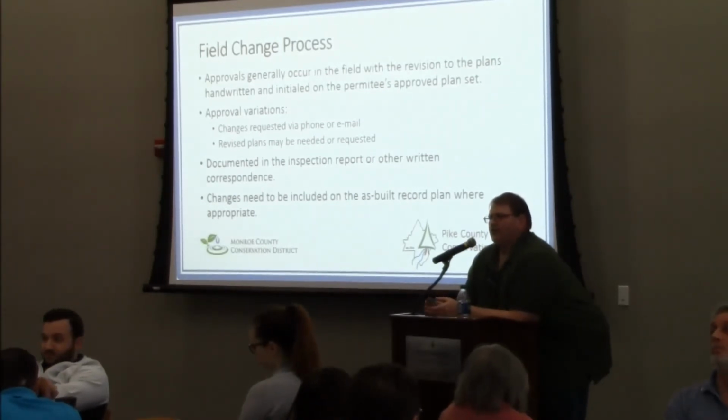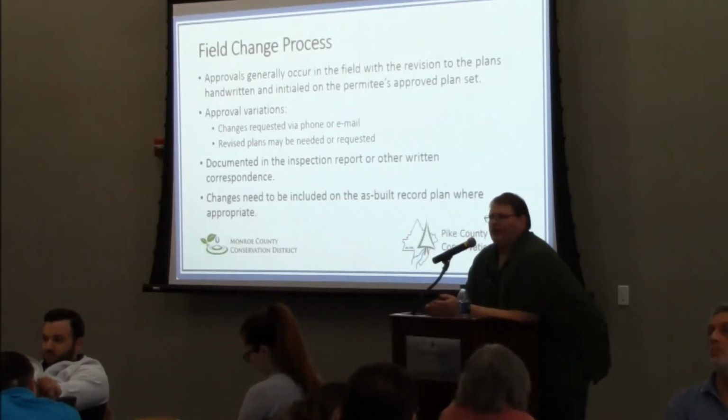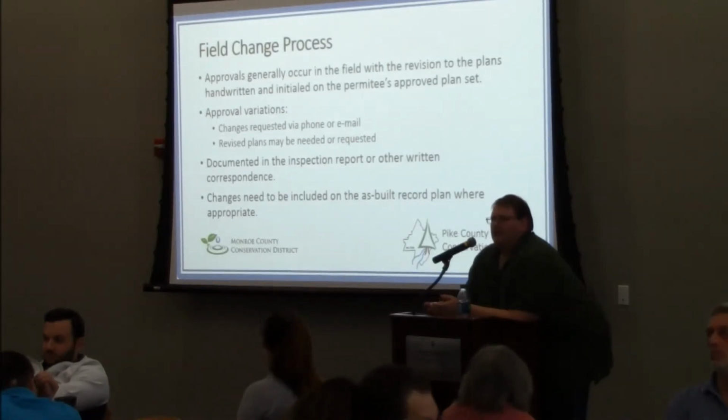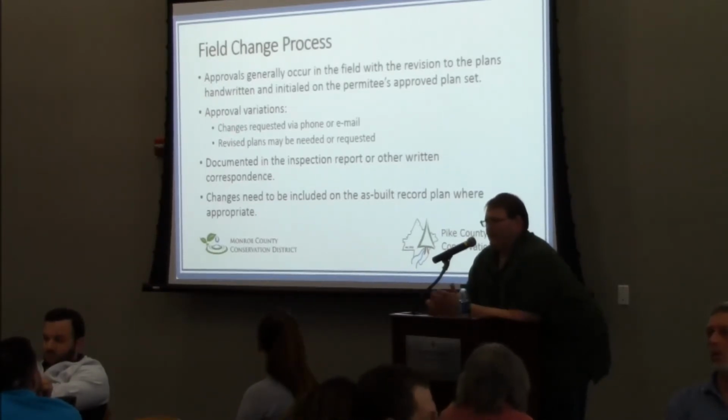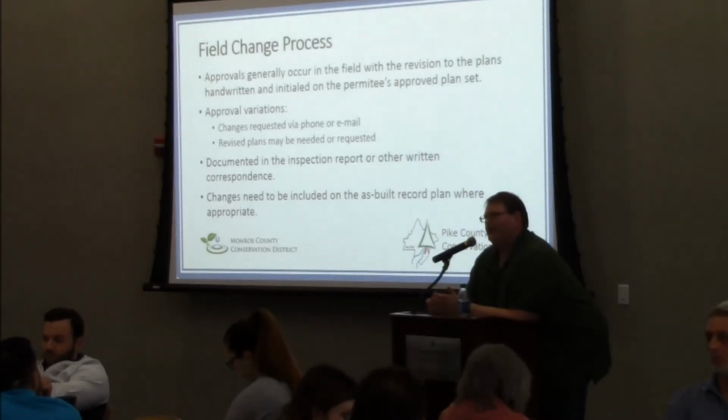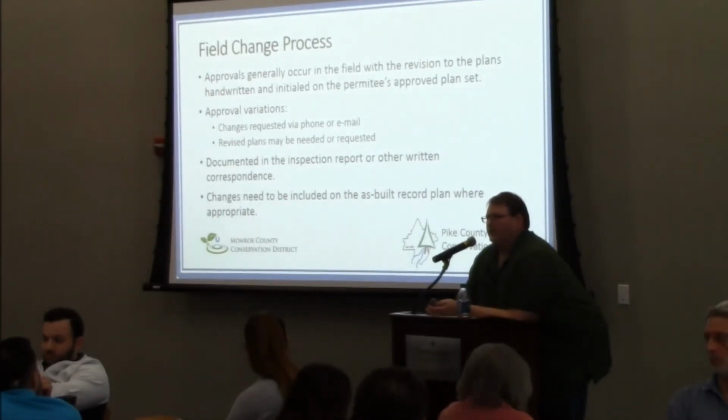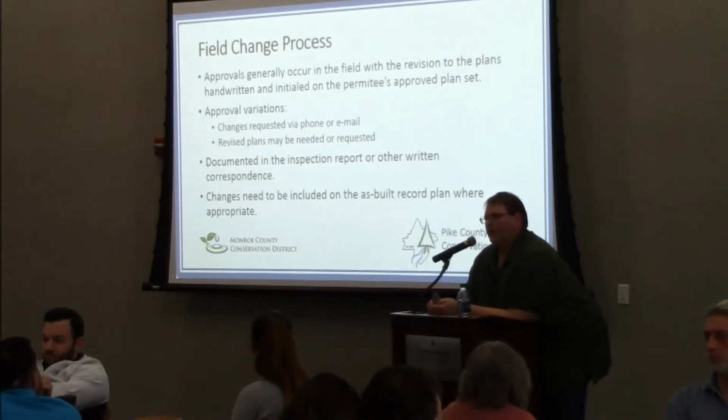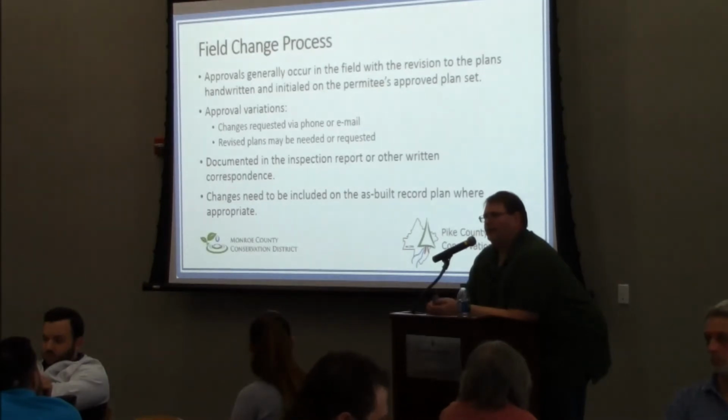So the approvals generally occur in the field with revision to the plans done in handwriting and initialed by the permittee and the inspector. There are some variations. Sometimes the plans are too messy. You really can't get what you want to convey across just by using a red pen on a plan. So sometimes we'll get a phone call. Sometimes we'll get an email with examples of or revised plans. And we'll certainly take a look at those.